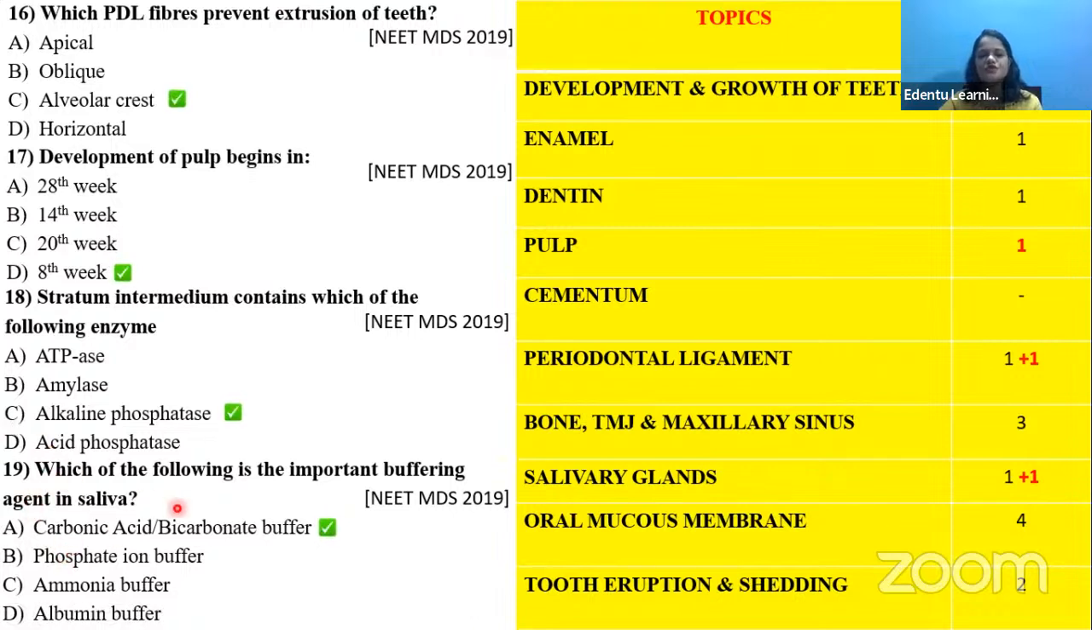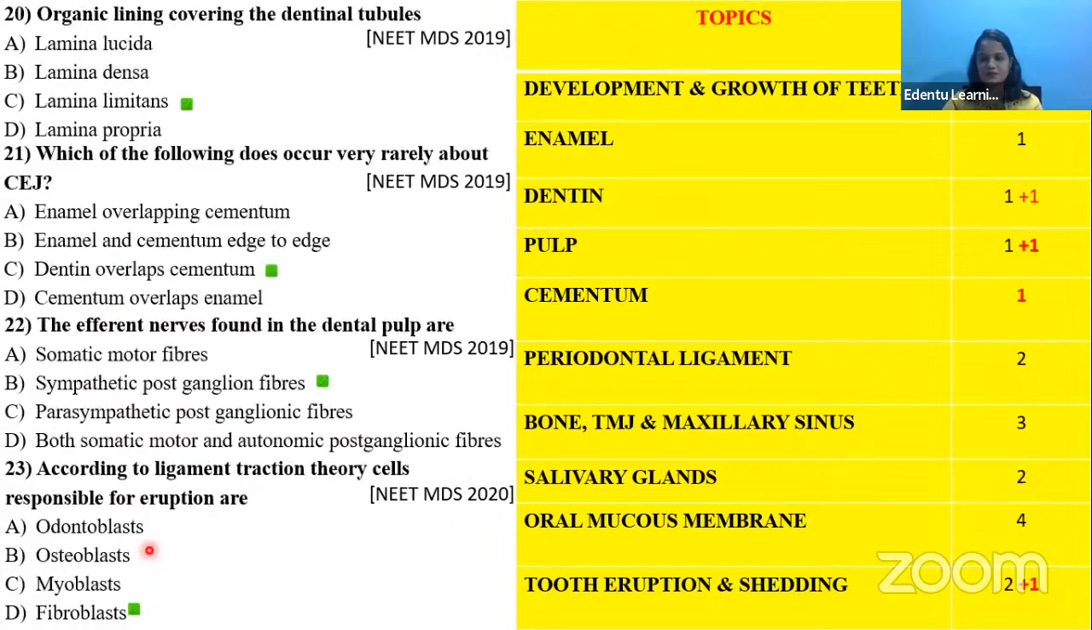Next, which of the following is the important buffering agent in saliva? The important buffering agent is the carbonic acid and bicarbonate buffer. You can put it under the salivary glands. Next, the organic lining covering the dentinal tubules. There is an organic lining that covers the dentinal tubules, which is the lamina limitans. So it belongs to the dentine chapter.